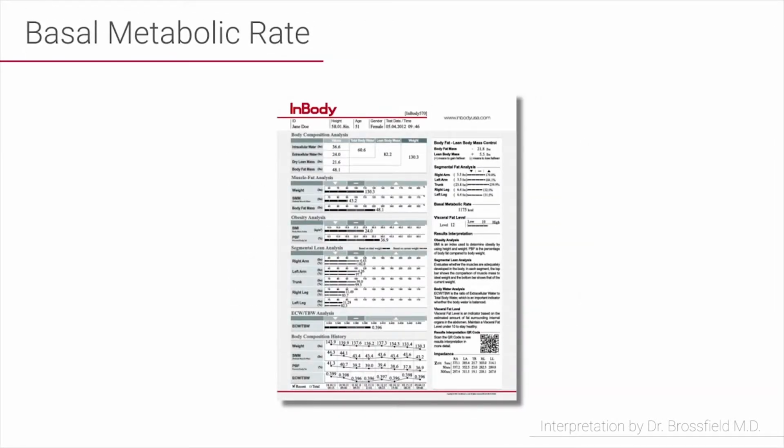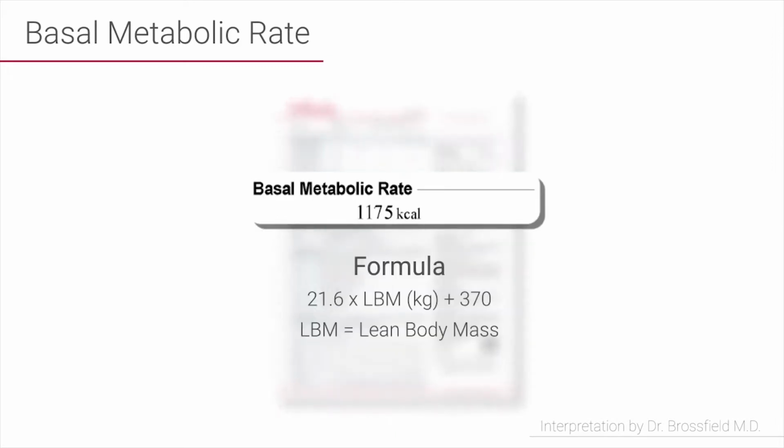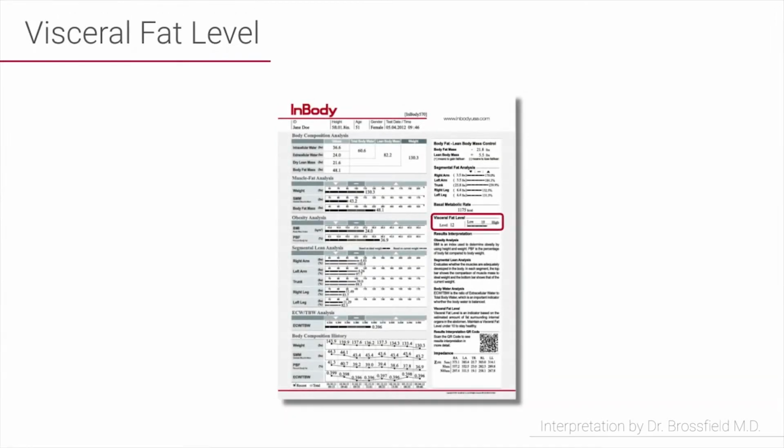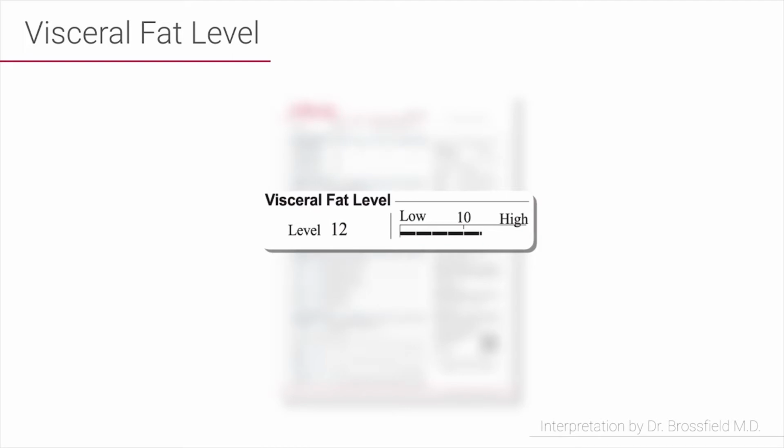Right below the segmental fat analysis is the basal metabolic rate that we talked about. This is the number of calories you burn in a day if you are sedentary and not doing any activity. The section below the basal metabolic rate is the visceral fat level. The visceral fat level is great to learn about because it actually gives you a number that tells you how much fat you're storing around your deep belly organs.